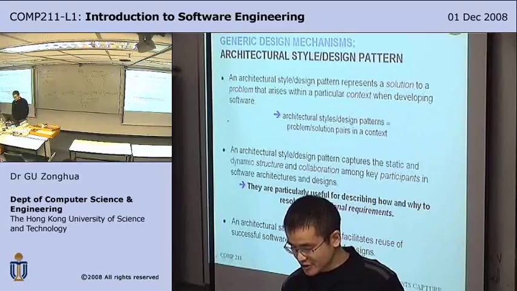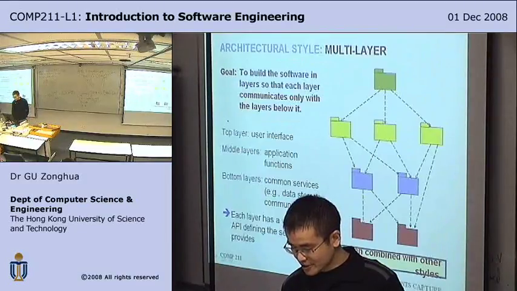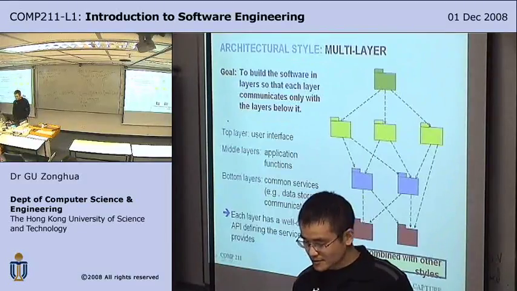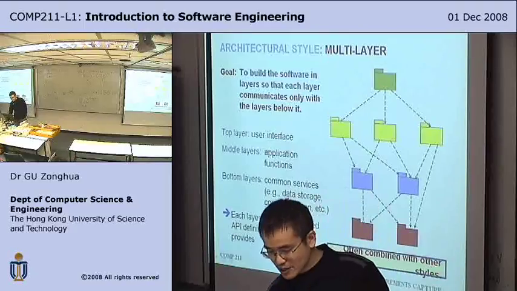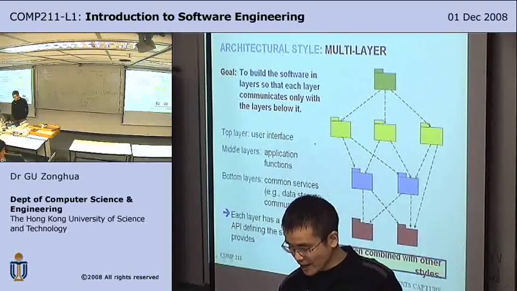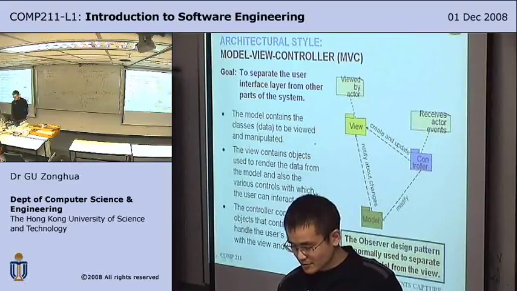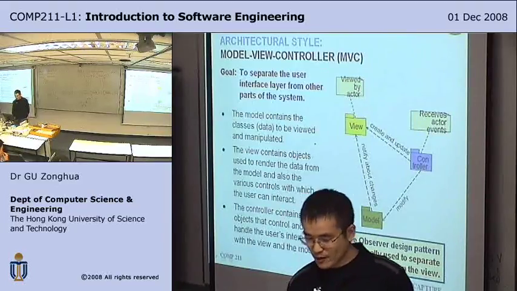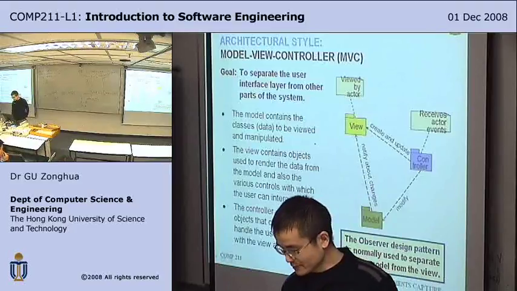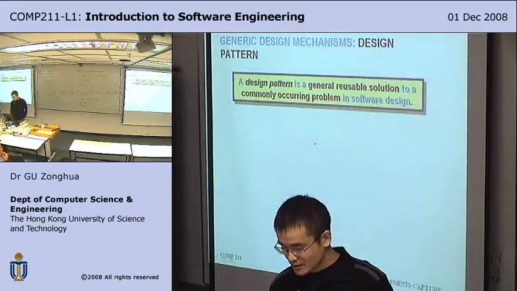So architecture style, we discussed, say, multi-layer: UI layer, application, a middle layer, and bottom layer, model view controller. I think in the notes you have more layers, more examples of architecture styles. Design pattern.